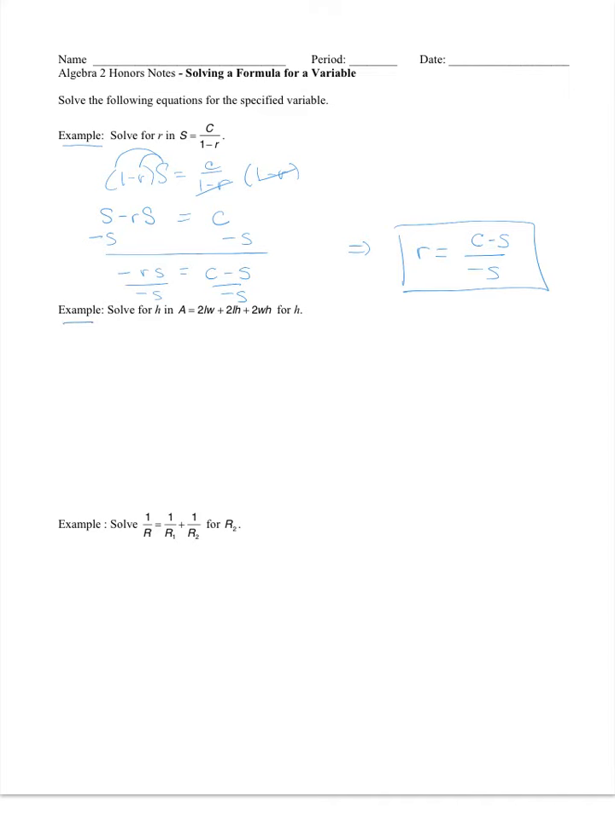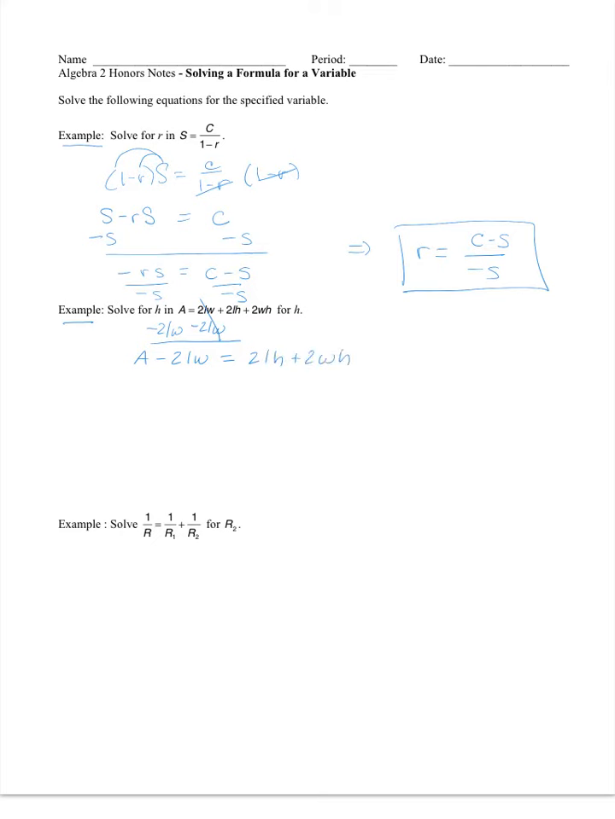In the next example, we're being asked to solve for h. So I'm going to notice that on the right-hand side, I can see a term that doesn't involve an h, so perhaps I would want to subtract 2lw from both sides. I would be left with a minus 2lw on the left equals 2lh plus 2wh.